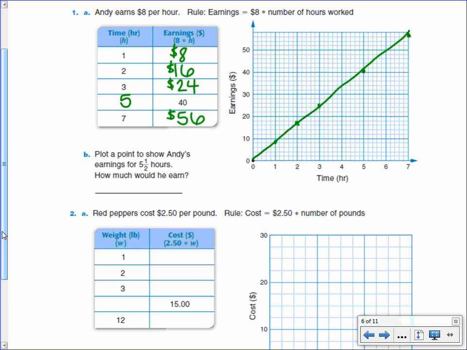Okay, what do we know our rule is? What was our rule that we used to fill out that whole table?